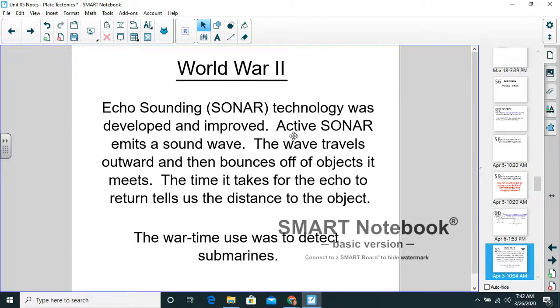What it does is an active sonar ping. They emit a really powerful sound wave, and the wave travels outward, and then it bounces off of whatever objects it meets. And if we measure the time it takes for that ping to go out and for the echo to return to us, we can get the distance to the object. And if you're monitoring different directions, you get an idea of shape. So again, the wartime use was to try to find submarines.